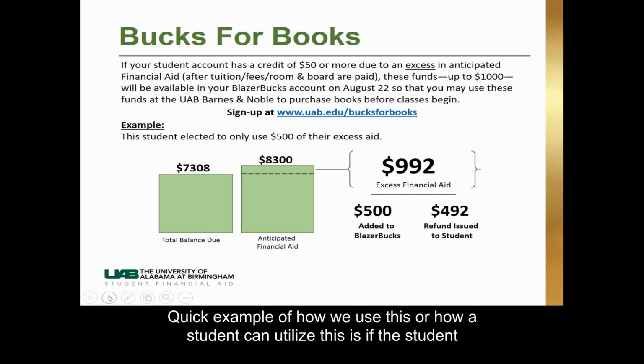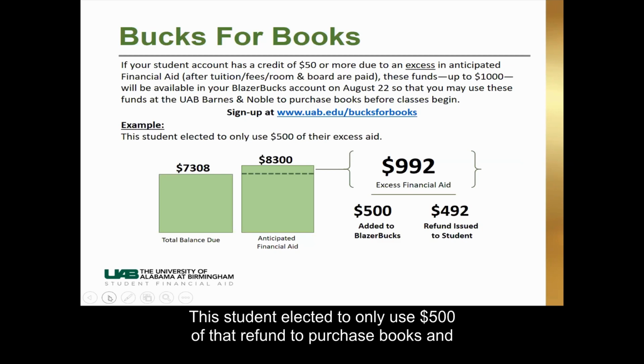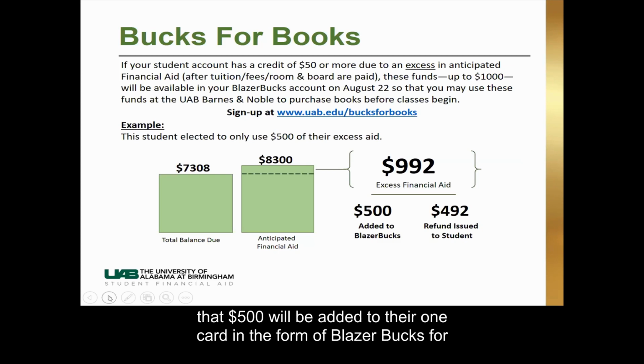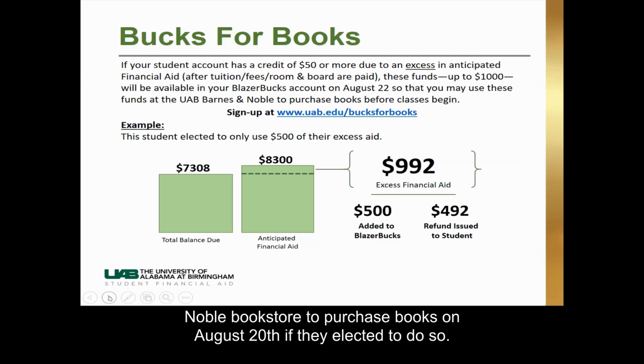A quick example of how a student can utilize this is if the student has a balance of $7,308 and they have an anticipated financial aid of $8,300, their excess financial aid is $992. This student elected to only use $500 of that refund to purchase books, and that $500 will be added to their One Card in the form of Blazer Bucks for them to go to the UAB Barnes & Noble bookstore to purchase books on August 20th if they elected to do so.